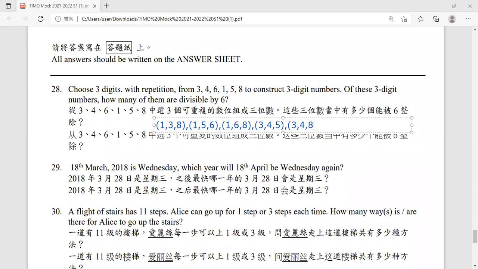3, 4, 8. We have 4, 5, 6, and also 4, 6, 8.